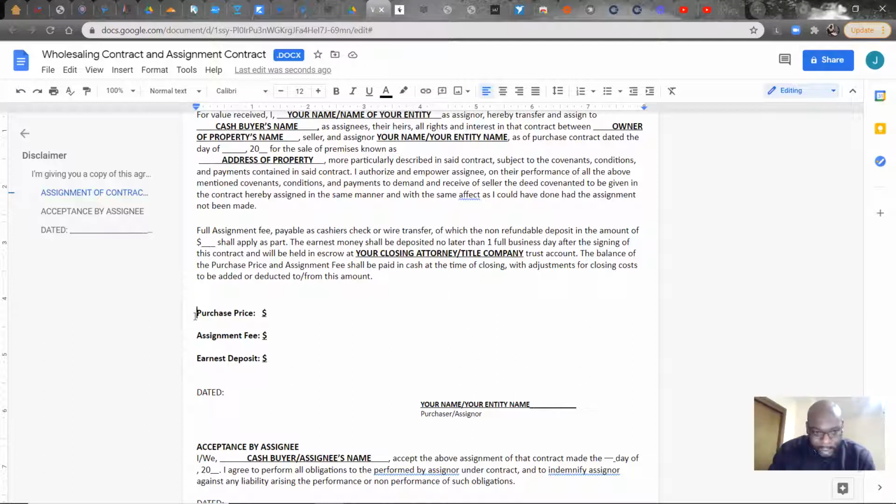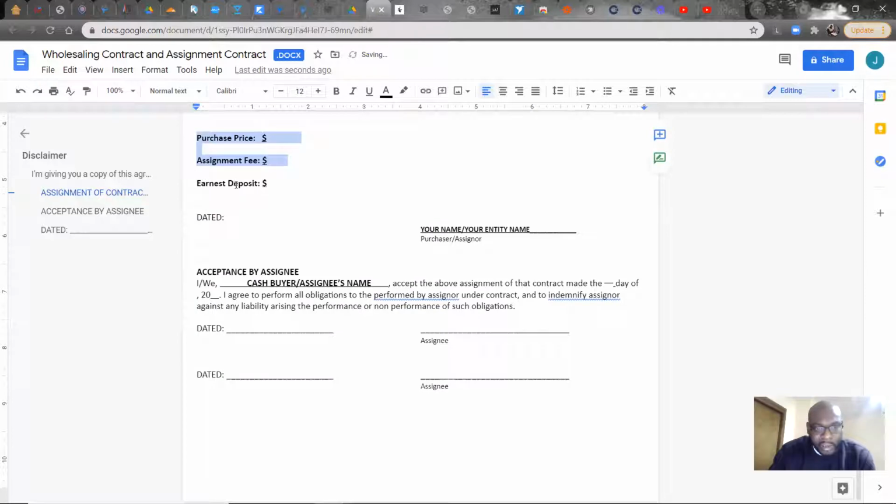Here we go. Purchase price, assignment fee, non-refundable deposit, earnest money deposit.